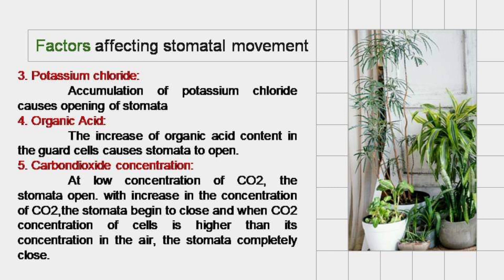The fourth factor is organic acid. The increase of organic acid content in the guard cells causes stomata to open. An example of that organic acid is malic acid, which is found in the palisade parenchyma of leaflets and opens the stomata. The fifth factor is carbon dioxide concentration. At low concentration of CO2, the stomata open. With an increase in the concentration of CO2, the stomata begin to close. And when the CO2 concentration of the cell is higher than its concentration in the air, the stomata completely close.